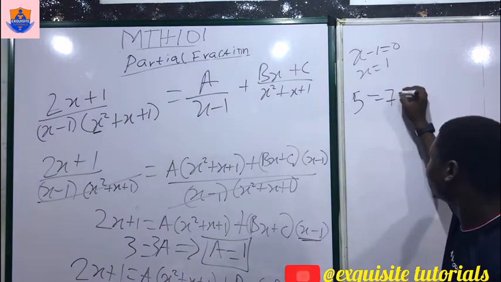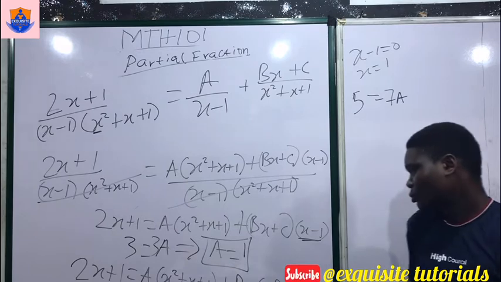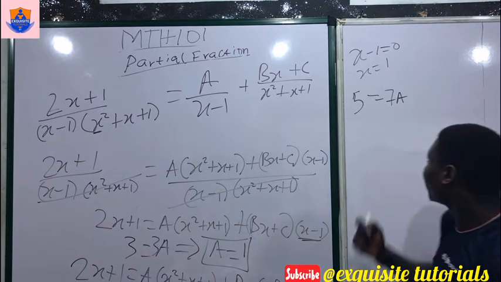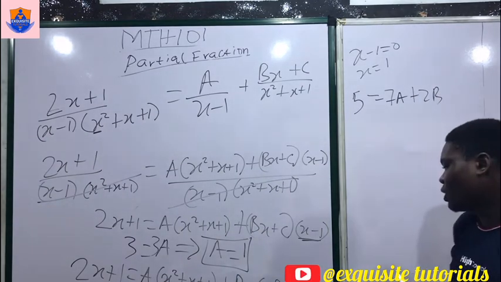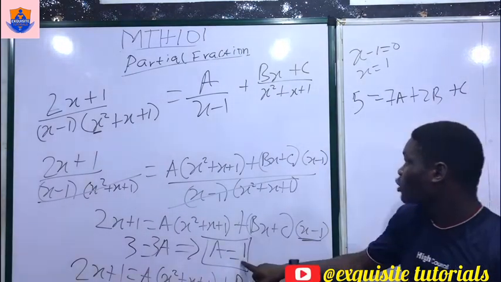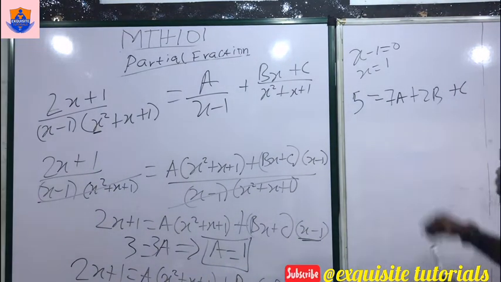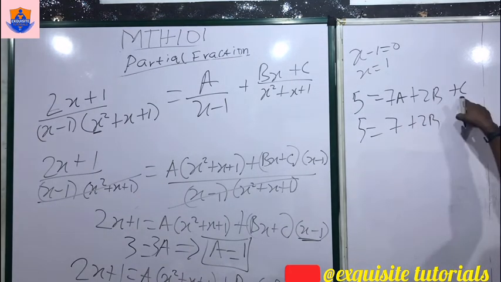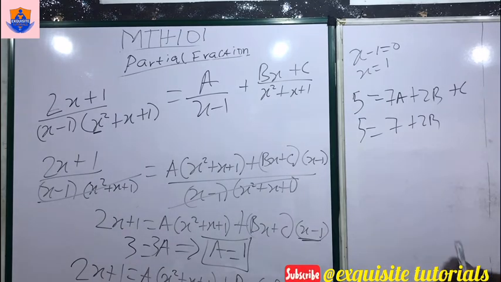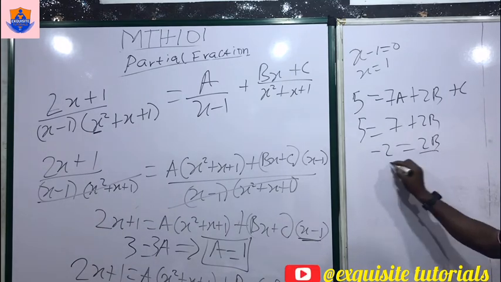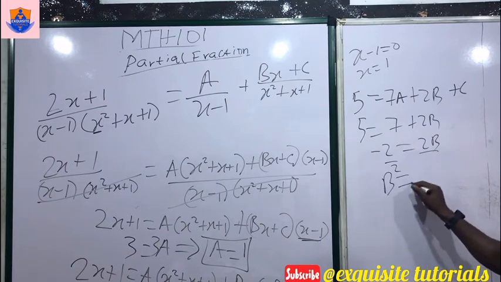So we have 7a. Then for this part, we have 2 minus 1 is 1 times 2, that is 2, so we have plus 2b. Then for the last part, c, 2 minus 1 is 1, so we have plus c. But we have gotten our a to be 1 and our c to be 0, so I will substitute it there. 7 times 1 is 7 plus 2b. Then c is 0, so no need to write that. When I take 7 to this side, I will have 5 minus 7, which is minus 2. Minus 2 equals 2b. Now I can divide both sides by 2, so my b becomes minus 1.